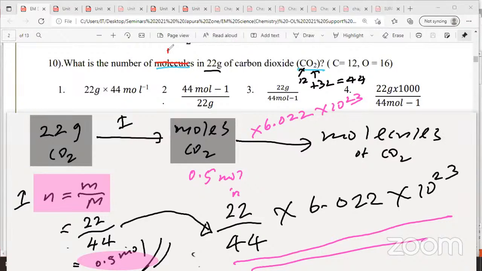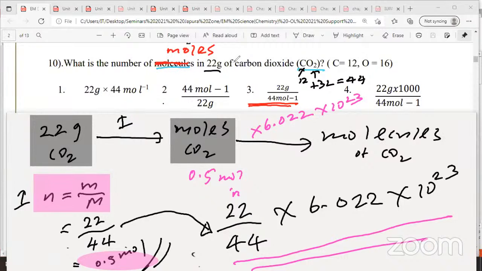I'll write here number of moles. Then we'll end up with 22 divided by 44. Answer will be 3. Since they have not given the Avogadro constant among the answers, I will make the question calculate number of moles in 22 grams of CO2. But if you want to calculate number of molecules, this answer should be multiplied by Avogadro constant. Question number 10, answer is 3. What is the correction? Number of moles.